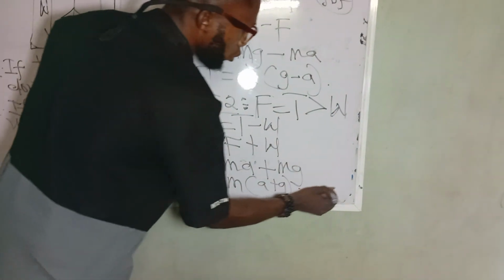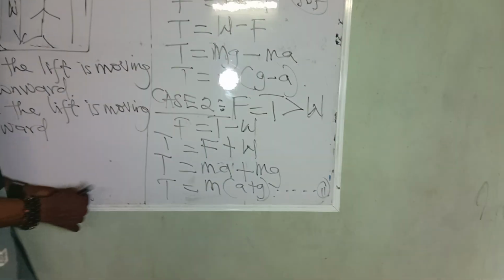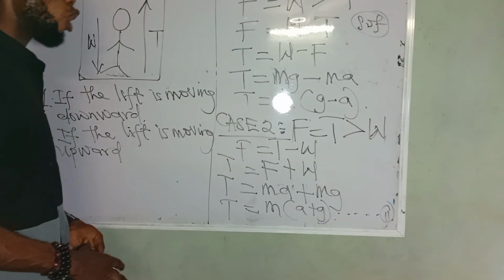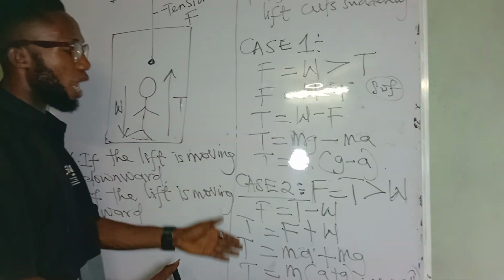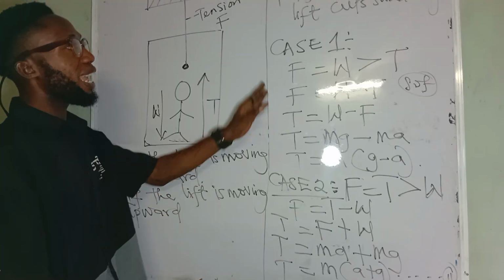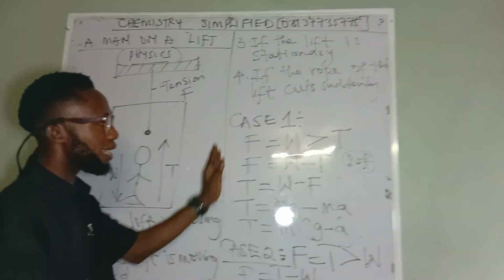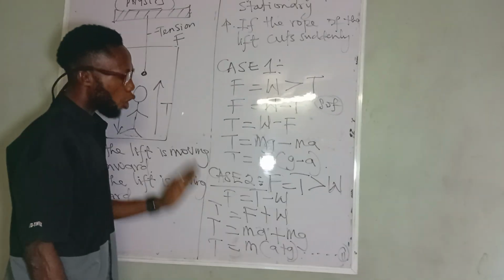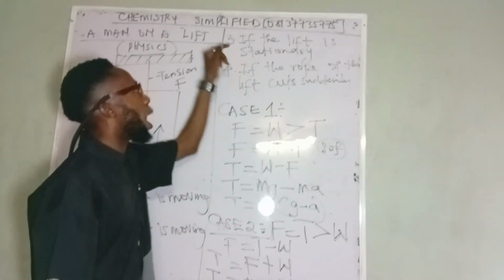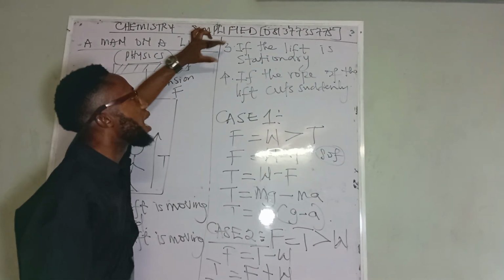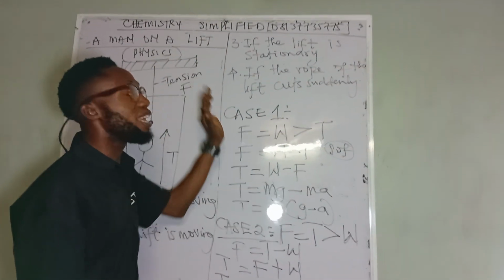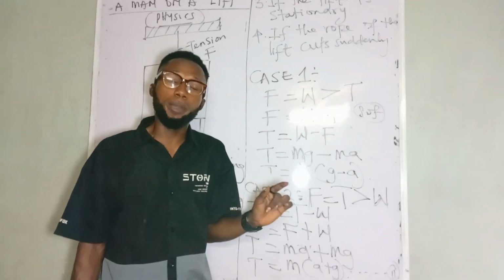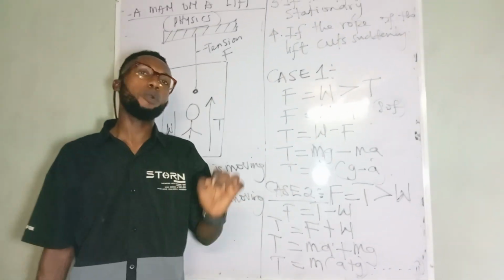So this is the formula you have to use whenever you hear that a lift or elevator or a body is moving downward, upward rather. Case 1 is moving downward. Case 2 is moving upward. So in our next video, I'm going to be explaining if the lift is stationary and if the rope of the lift suddenly cuts. So I'm going to be coming with full JAMB questions.